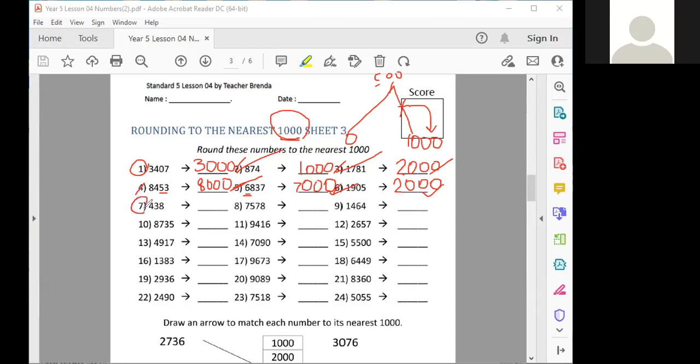Let's try number 7. Number 7, all of you. Where is 438? If I'm going to round off to the nearest 1,000, use this hill, guys. I've given you a hill drawing here. What will your answer be for number 7? Why do you need so many zeros, Rajavin? Where got 100? Where got 400? We're not rounding off to hundreds.